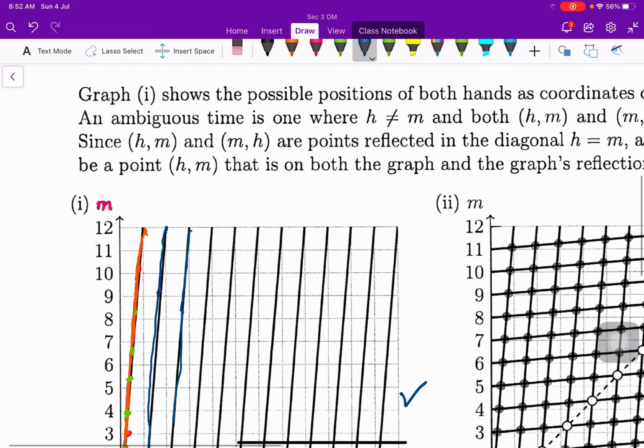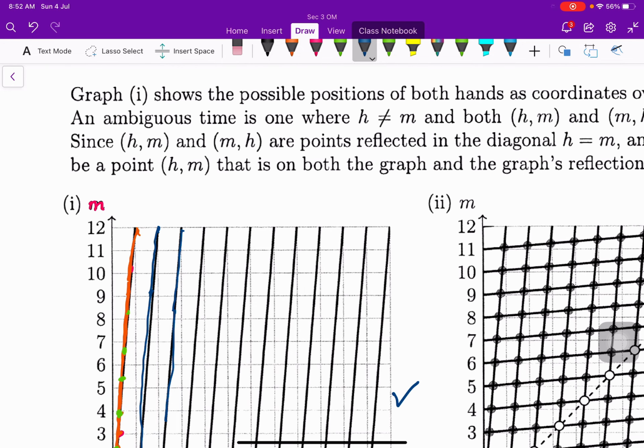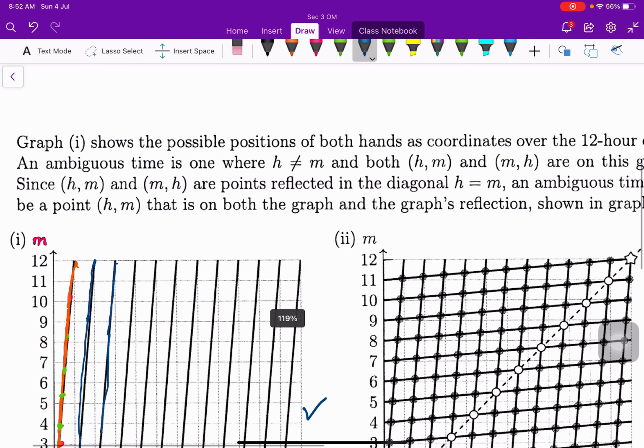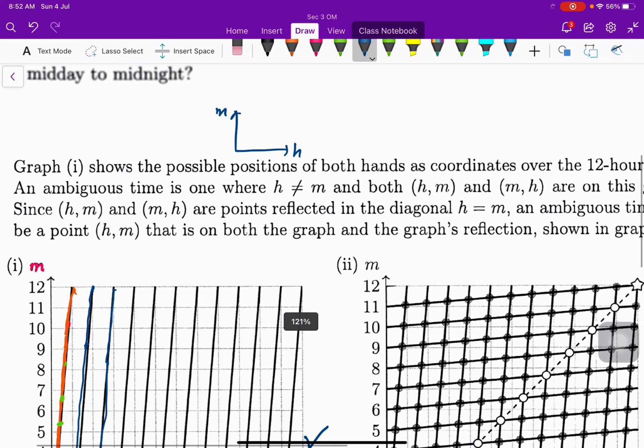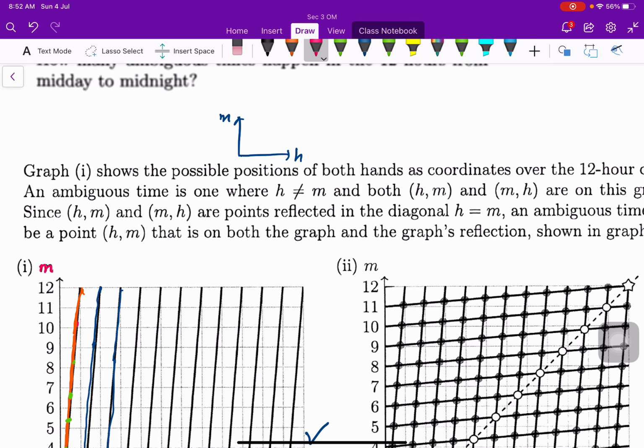Now I'm going to explain to you where the ambiguous point is. Can you see that? This is a coordinate system whereby we draw in this way, right? This is the hour hand, and this is the minute hand, right? Then in this case, the ambiguous time means what?